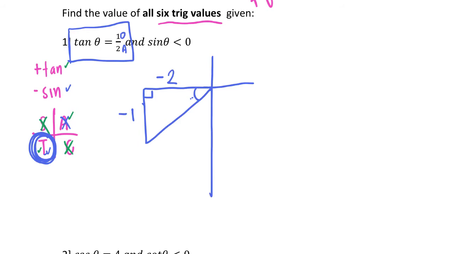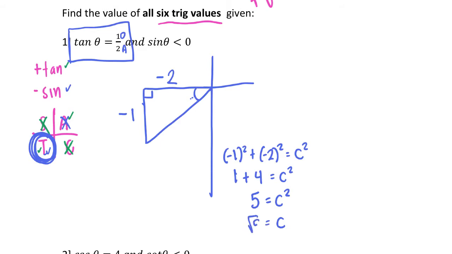Well, we're obviously missing the hypotenuse now. To find the hypotenuse, what should we use? Pythagorean Theorem. So find the third side of that triangle by doing the Pythagorean Theorem. -1 squared plus -2 squared equals c squared. Remember when you square a negative, it turns into a positive. 1 plus 4 equals c squared. So we have 5 equals c squared, so c is the square root of 5.